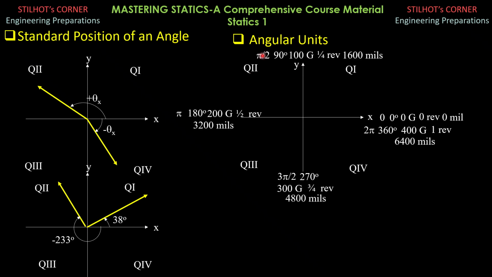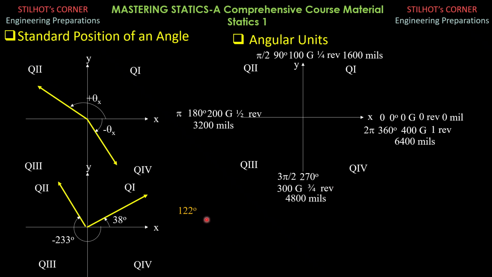So here we have negative 3 halves pi, negative 270 degrees, negative 300 grads, negative 3/4 of a revolution, then negative 4,800 mils. Then for one complete revolution in clockwise direction, you just precede all these values with a negative sign. So that's the way, from the concept that angles are negative in clockwise directions. So let's have an example, 122 degrees.